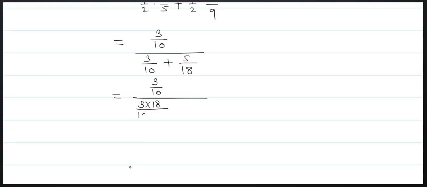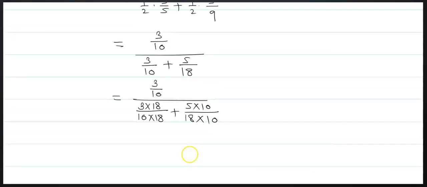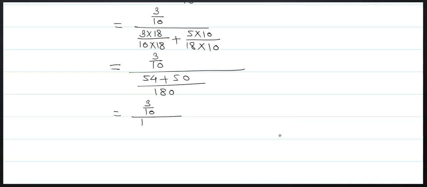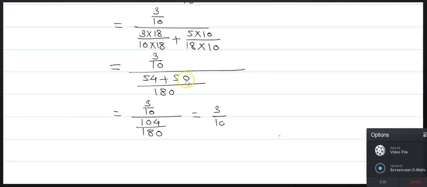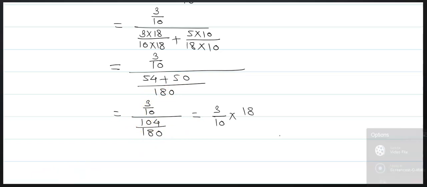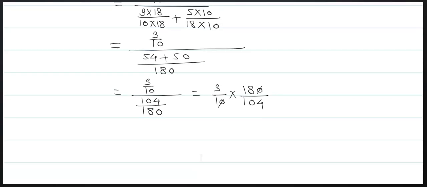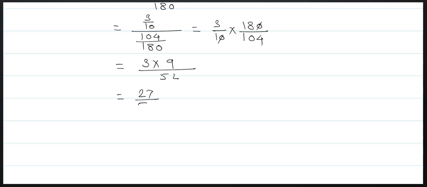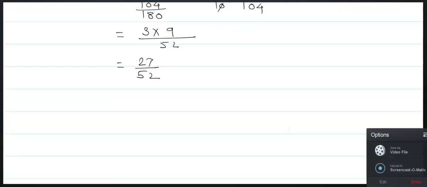After this, you can perform the calculation. This is 3 by 10 upon 54 plus 50 upon 180, that is 3 by 10 upon 104 upon 180, which is nothing but 3 by 10 into 180 upon 104, that is equal to 3 into 9 upon 52, that is 27 upon 52.